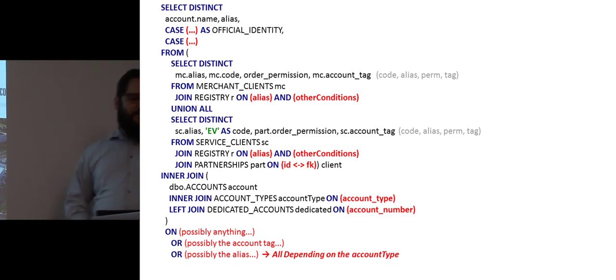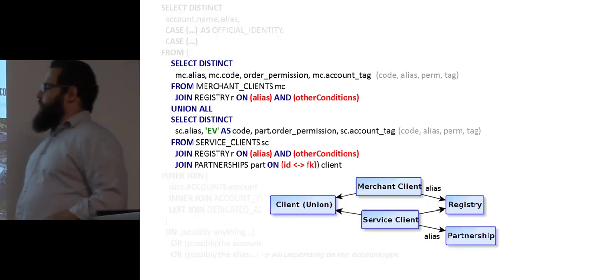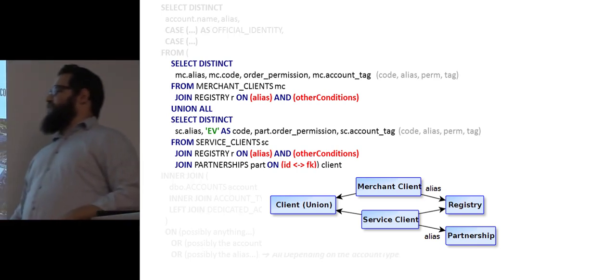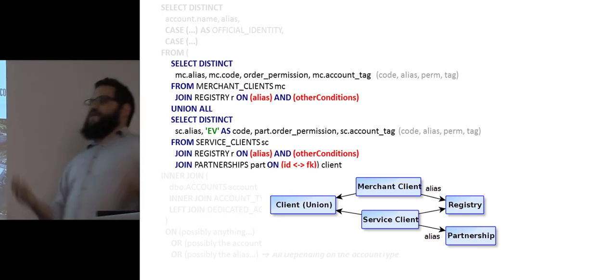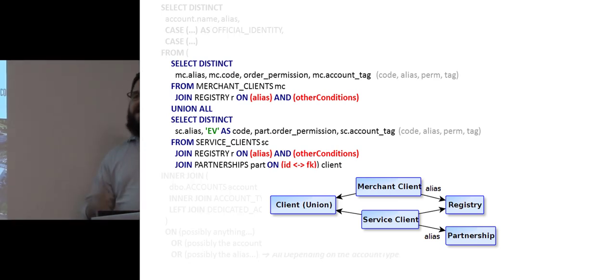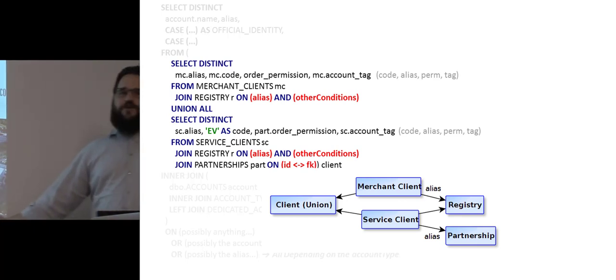So let's dig into this a little bit more. Okay, here's what's going on inside the middle, right? We have merchant clients and service clients that ultimately go into some kind of object there that we abstractly called a client. Again, because this is a Rube Goldberg device, there is no contract on what this thing actually is.